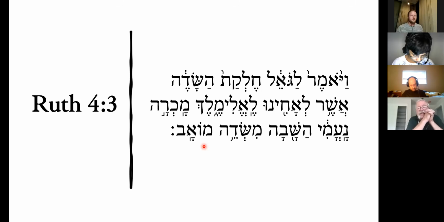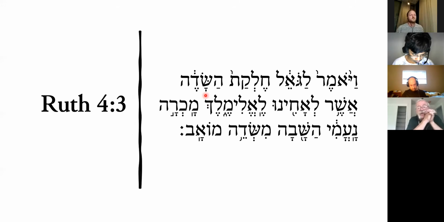Halekat Hasadeh. Helek is part. Helkat Hasadeh is the portion of the land, the portion of the field, which I assume is our brother Elimelech. So it's the portion of the field that belongs to our brother, to Elimelech. That's the lamed. The lamed prefix is belonging to.